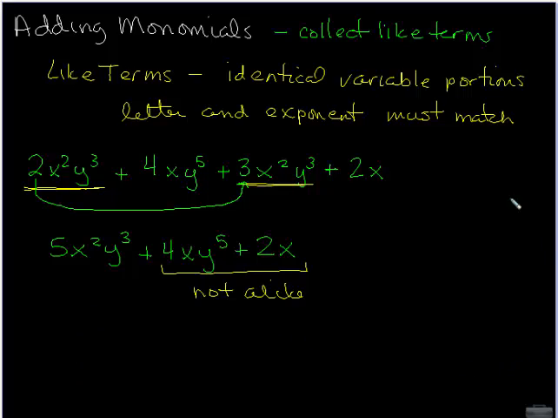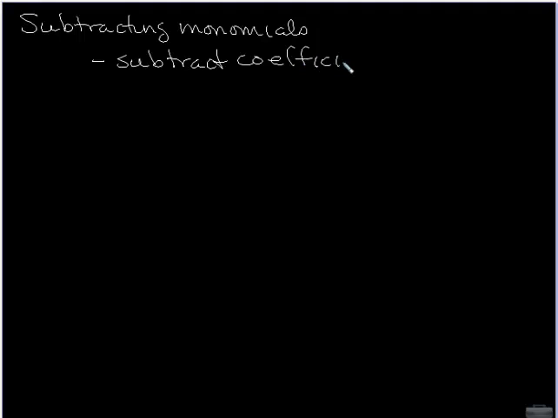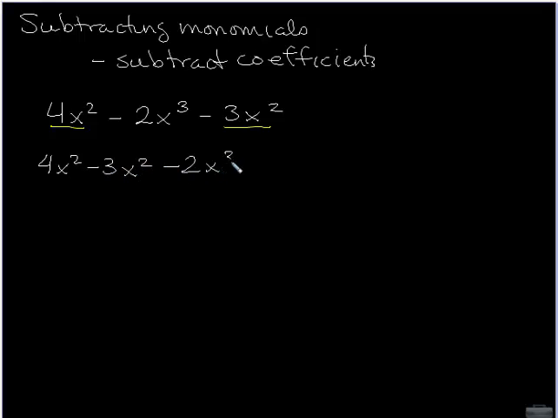Now when we subtract monomials, we are going to do the same process. We're just going to subtract the coefficients. So for example, if I have 4x squared minus 2x to the third minus 3x squared, my 4x squared and my 3x squared are alike, so those are the 2 that I'm going to subtract. And I just put them together because they match. And 4 minus 3 is 1, so that leaves me with 1x squared and this x to the third.